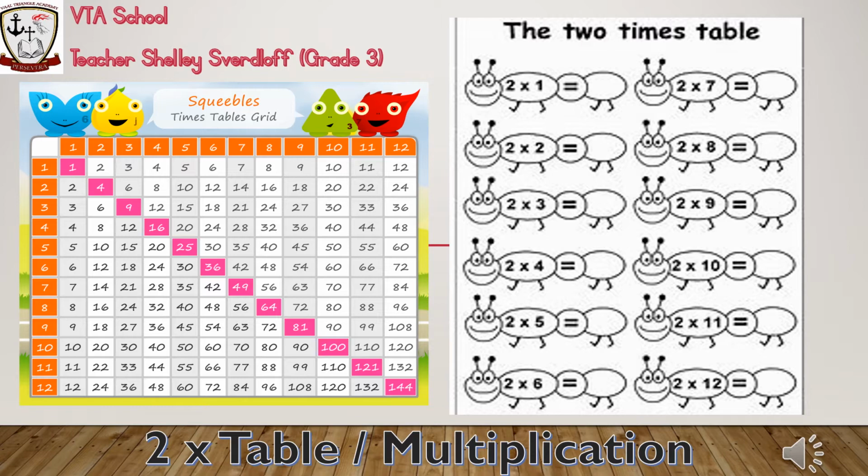2 times 8 equals 16. 2 times 9 equals 18. 2 times 10 equals 20. 2 times 11 equals 22. And 2 times 12 is 24.